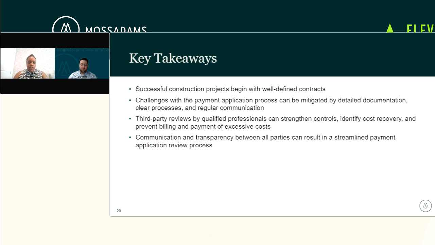And then I know we've got just a minute or so left. So key takeaways. Successful projects really need well-defined contracts. Cost of work needs to be defined. Payment application process needs to be specified. Change order process needs to be specified. Challenges with the process can really be mitigated with a clear process, regular communication, and having that detailed documentation.